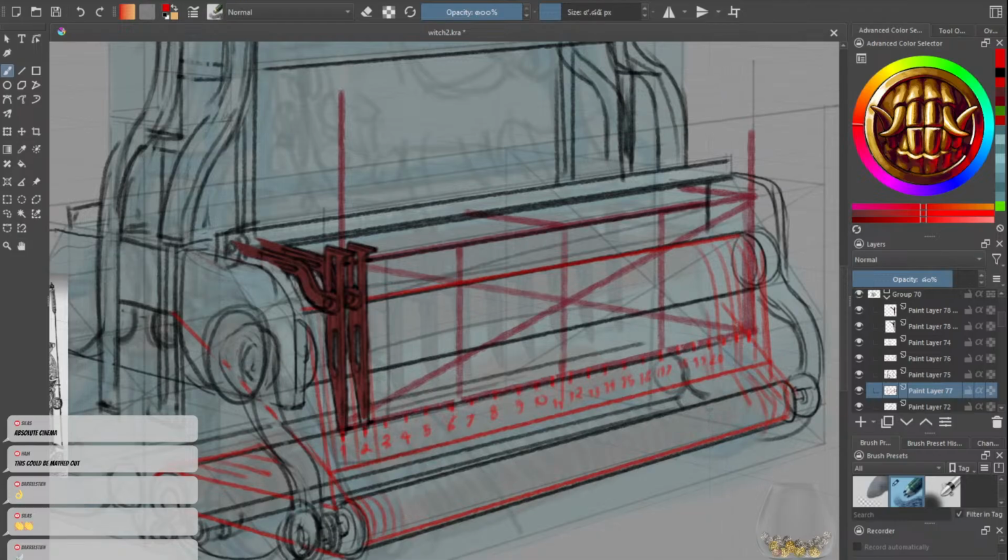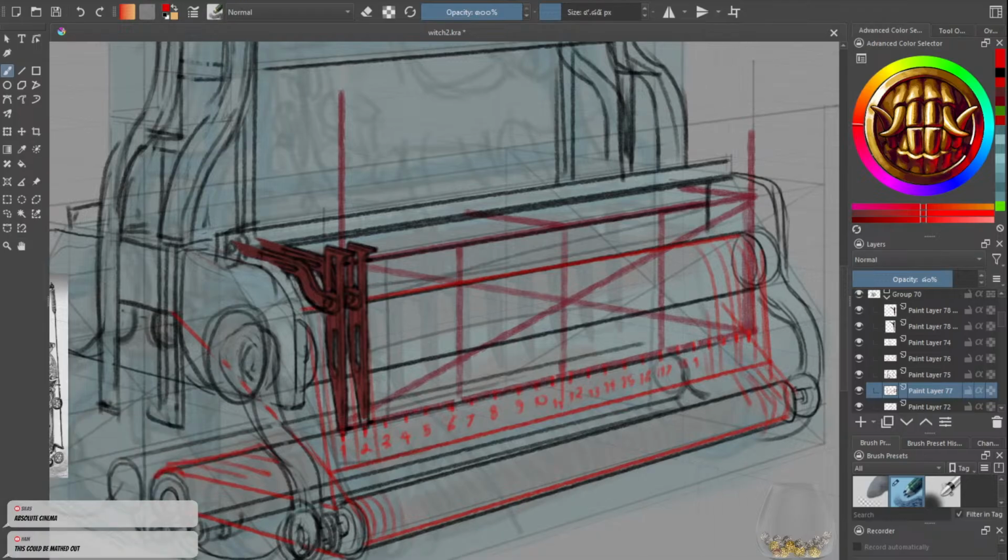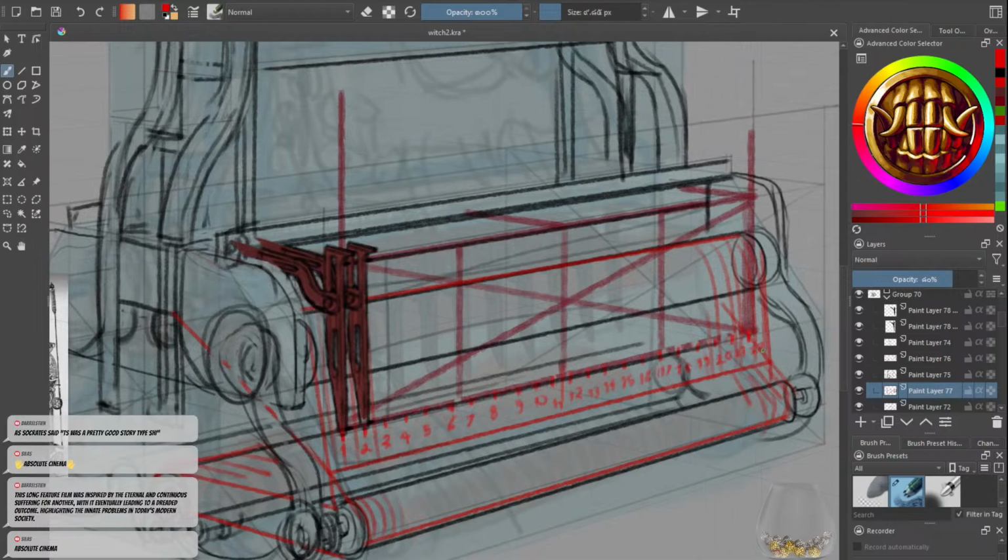Wait, what? When? 21, 20. Where the... Okay, never mind. I told you I'm stupid. Where did the extra one come from? 17, 18, 19, 20, 21, and then 22. Okay, there you go. Now we're good.